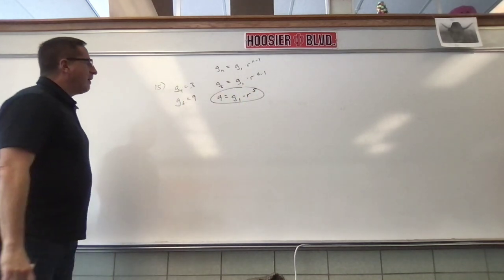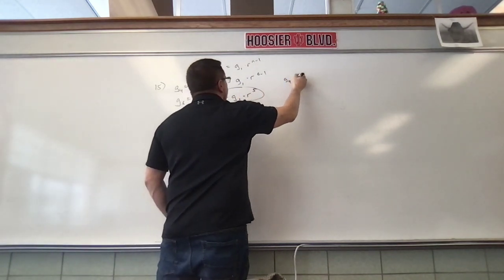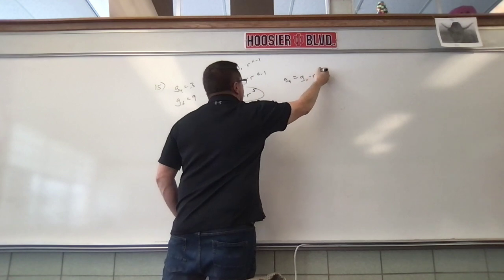Off to the side here, I'm going to do the same thing: g sub 4 equals g sub 1 times r to the 4 minus 1.